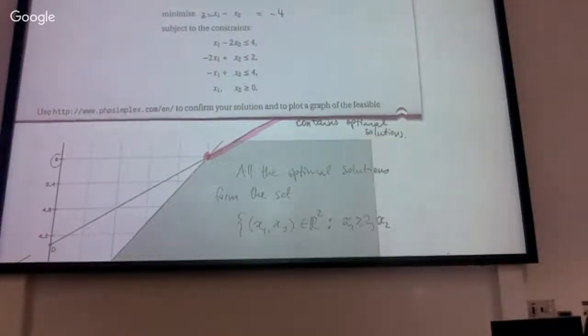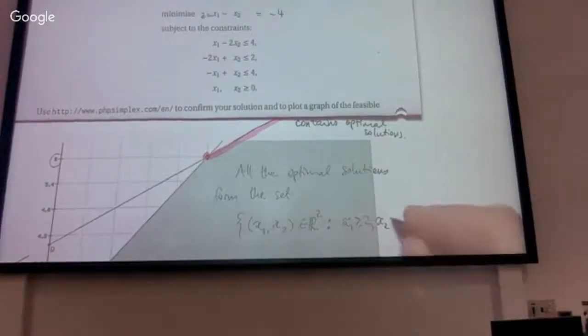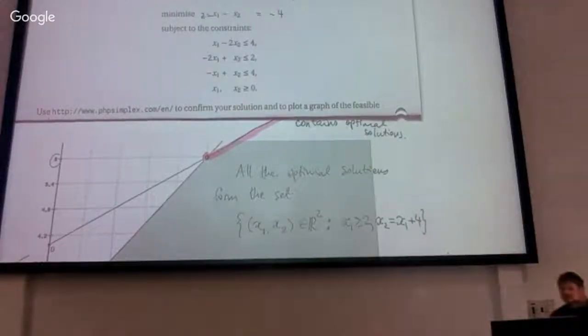So what does that give us? This gives us that x2 must be x1 plus 4, isn't it? And so the equation of this line is that x2 is equal to x1 plus 4. All points that satisfy this have objective value -4, and so they're all optimal. Okay. Any questions about this exercise?